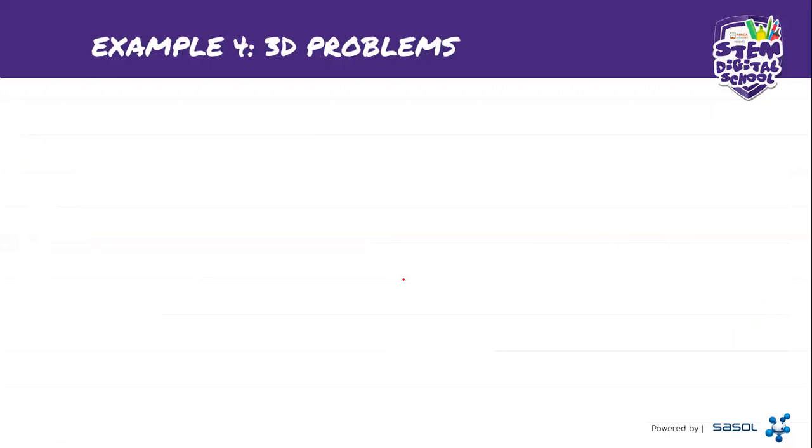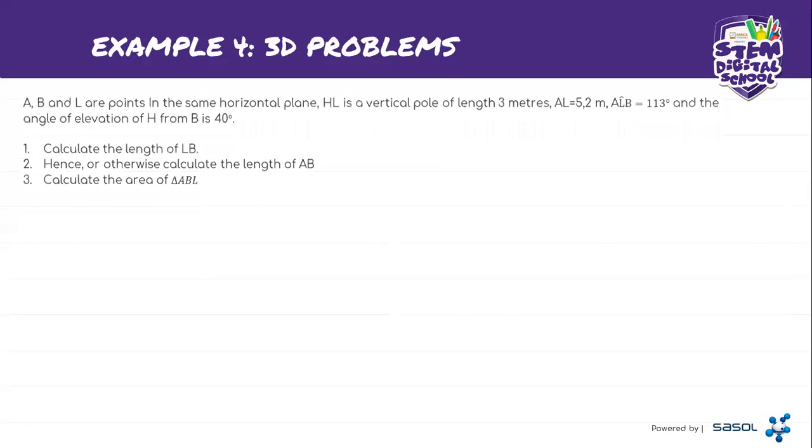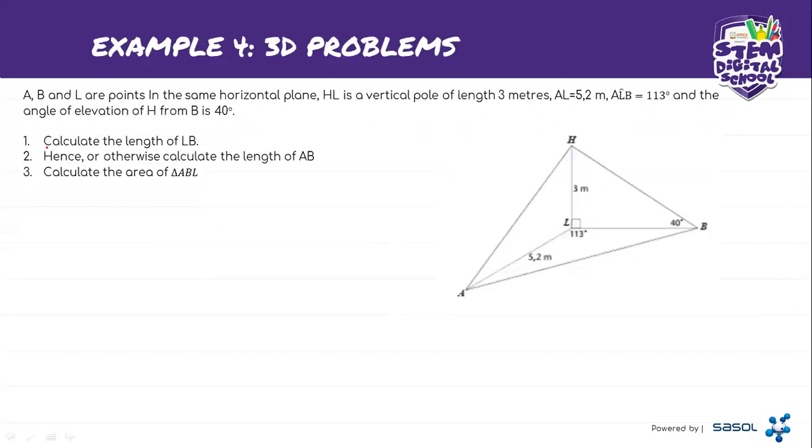And Example 4 is still on 2D problems. A, B, and L are points in the same horizontal plane, and HL is the vertical length of 3 meters, and then AL equals 5.2 meters, and then angle ALB equals 113 degrees, and the angle of elevation of H from B is 40 degrees.